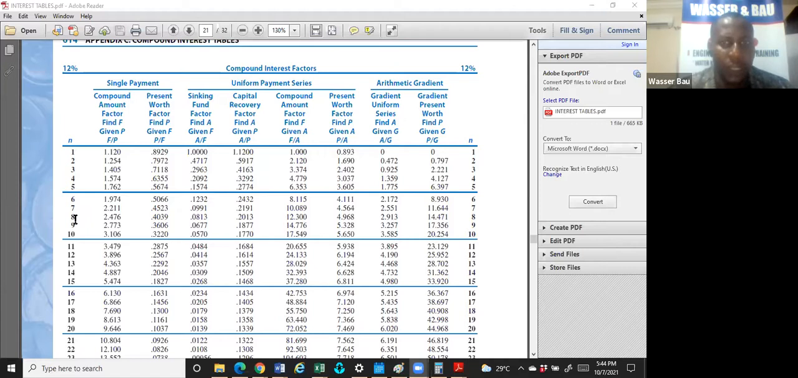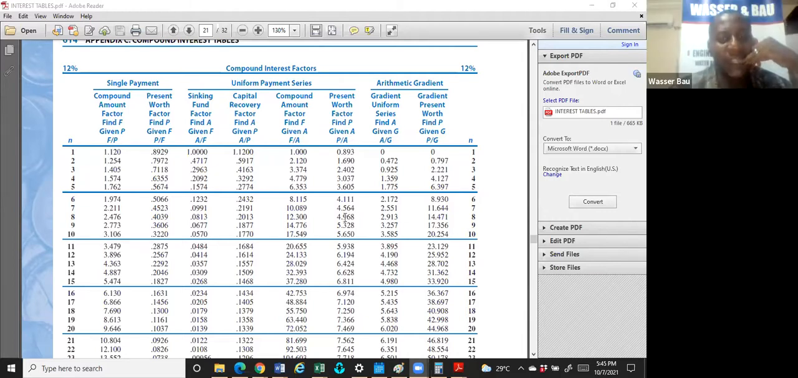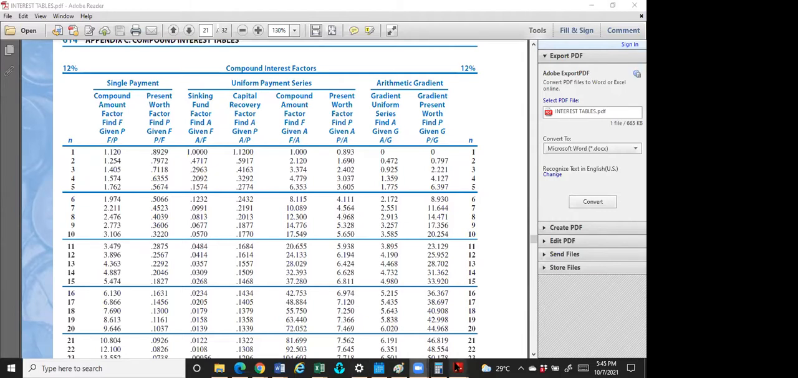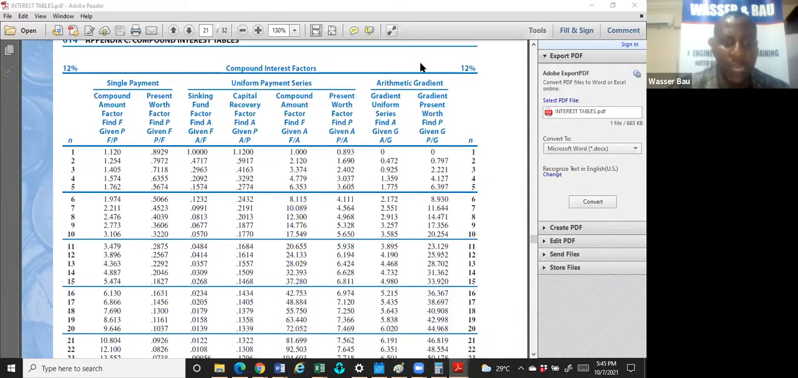So we are looking for the P given A. So we're looking for the present value. That's column number 6. Column number 6, are you with me? At 8 years, it is giving me 4.968. Can somebody confirm it? 4.968. Confirmed. Yes, 4.968.